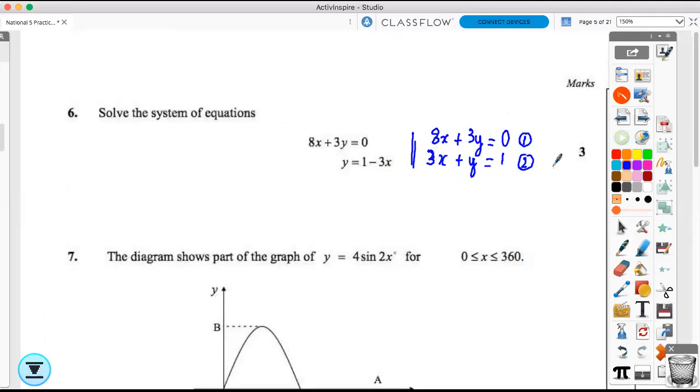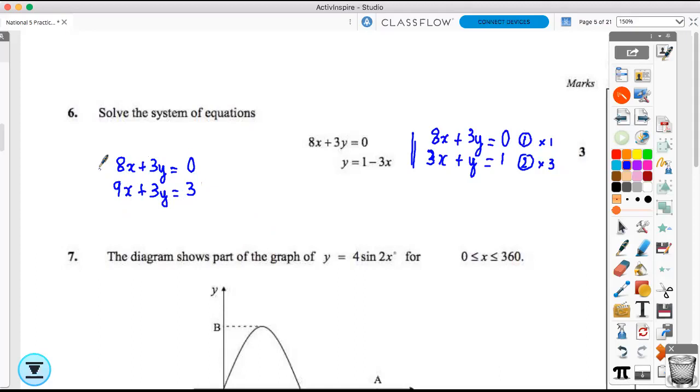Then what we do is we take equation 2, and you can say I'm going to times it by -3 or times it by 3, and then do the difference between the two. It's up to you. So we can times it by 3 and keep the one above the same, by timing it by 1. So we end up with 8x plus 3y equals 0. The one at the top didn't change. And the one at the bottom becomes 3 times 3x, that's 9x, plus 3y equals 3.